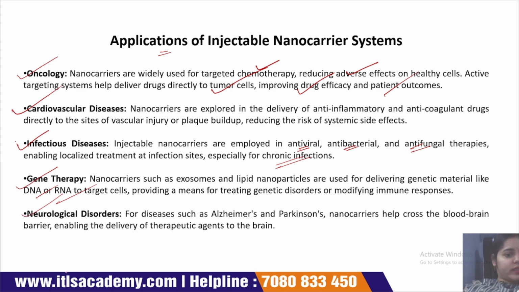Next, neurological disorders, for example, Alzheimer's and Parkinson's. These are very harmful diseases, and these diseases are not treated with the traditional method. That's why we use the injectable nanocarrier to treat these diseases. This is the example of injectable nanocarriers.